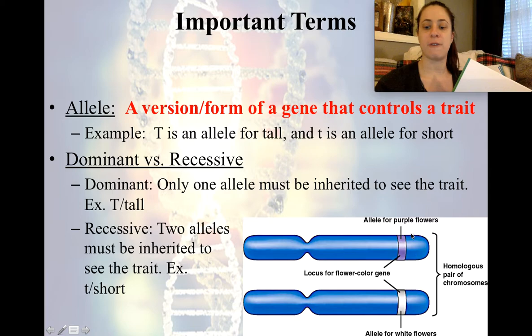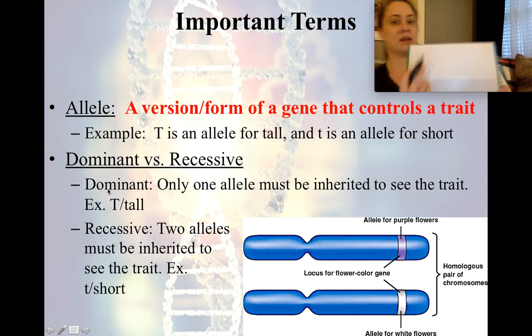Nevertheless, this is the gene for flower color. And at this gene is the allele for purple flowers, and at this gene it's the allele for white flowers. And in this example here, for height, big T is the allele for tall, and lowercase t is the allele for short. So there can be dominant alleles and there can be recessive alleles. So a dominant allele will show up and express its presence no matter what other allele is present. A recessive allele will only express itself if there's two recessive alleles present.